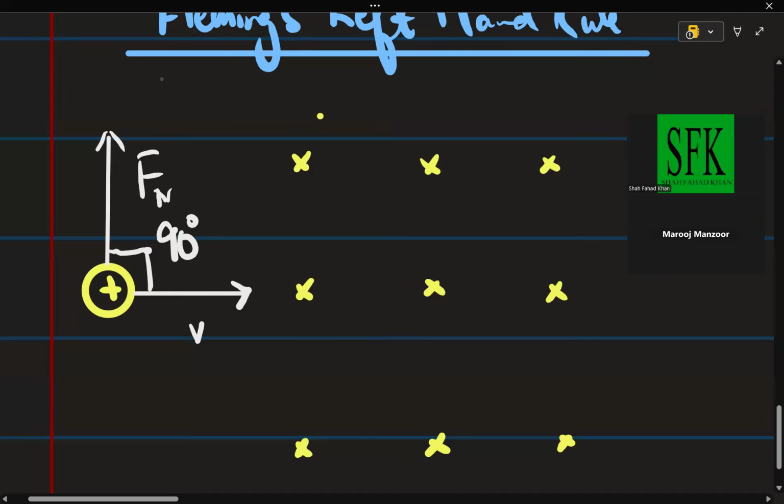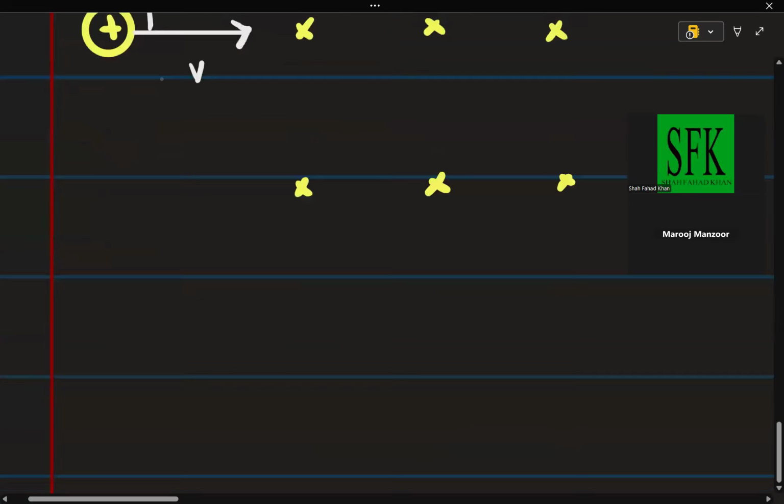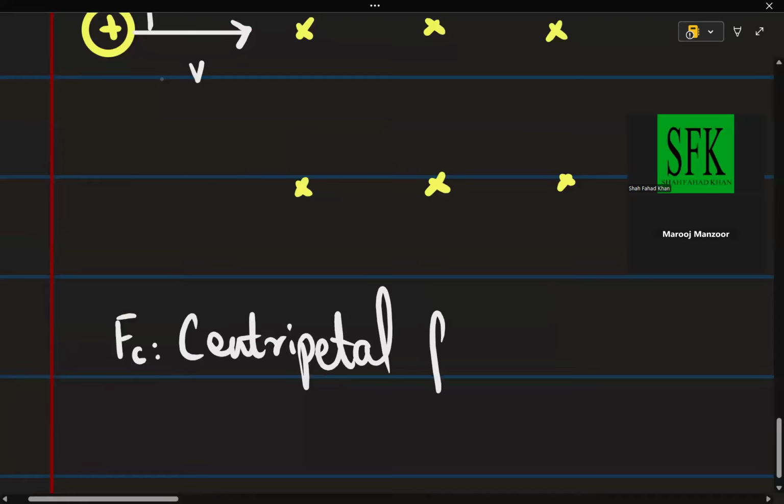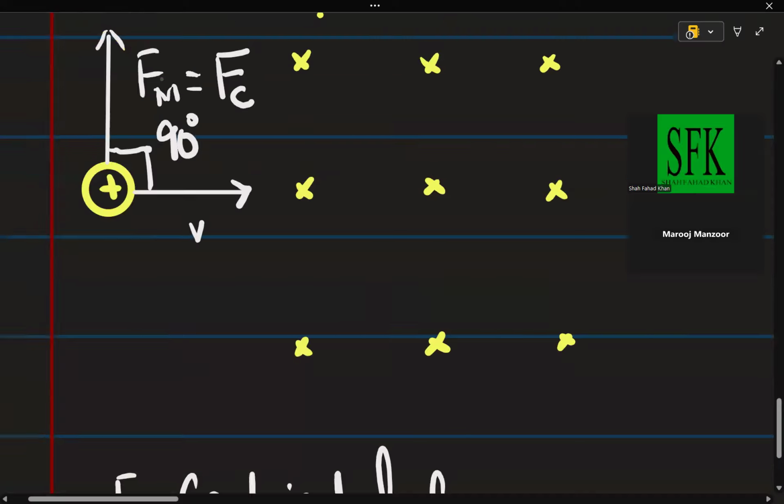Now, I know it is magnetic force, but what is this magnetic force acting like? Induced magnetic force? No, no. A force that always remains perpendicular to velocity is called centripetal force, Fc. Centripetal force is the force that causes an object to move on a circular path, or in circular motion.